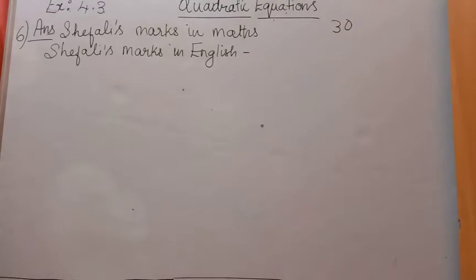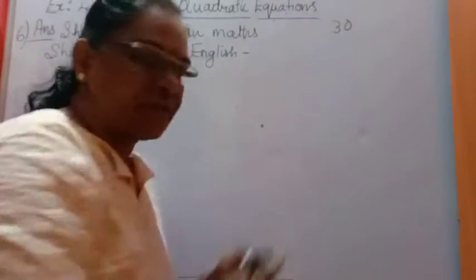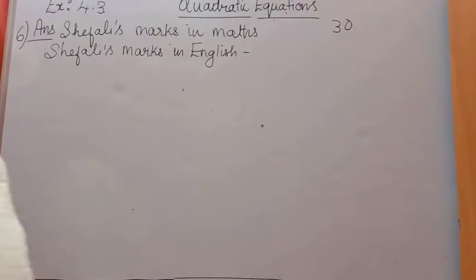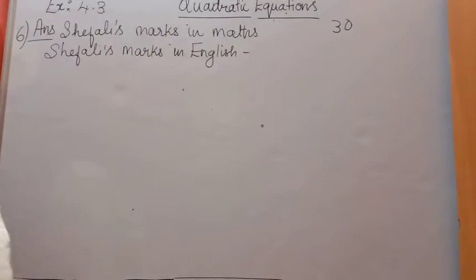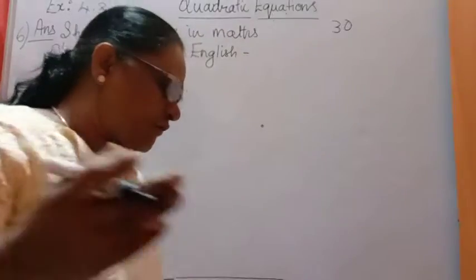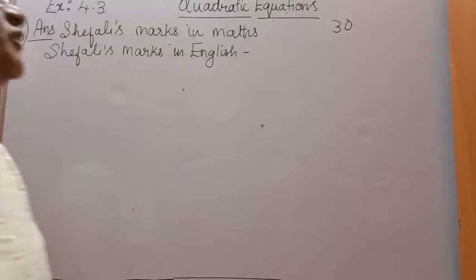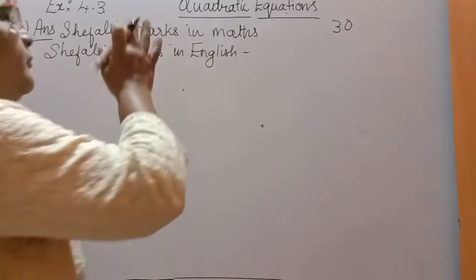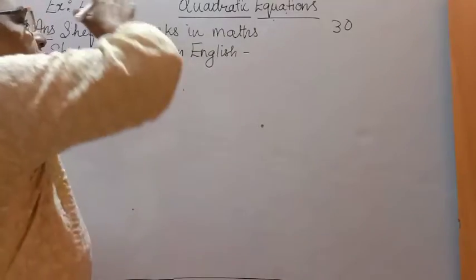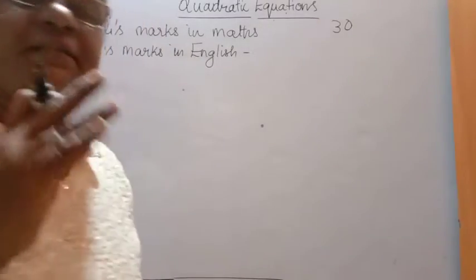Suppose she had got 2 more marks in mathematics than whatever marks she has got now, and 3 marks less in English, so what will be her marks? When you take the product of those marks, that would be equal to 210. Then you have to find the marks scored by Shefali in maths and in English. So here they are asking for Shefali's marks in both mathematics and English.